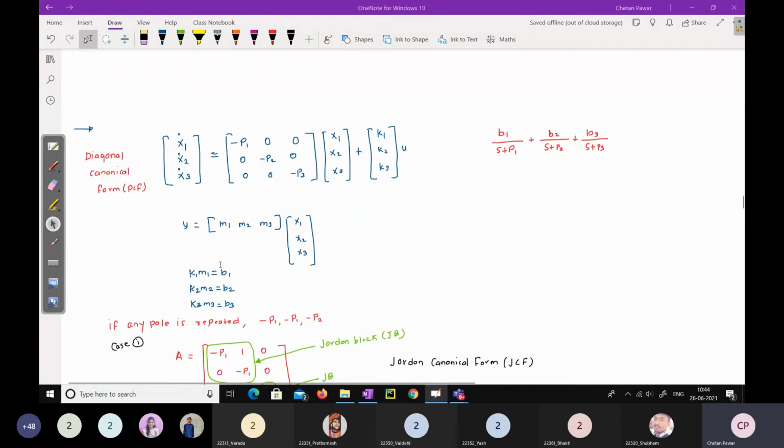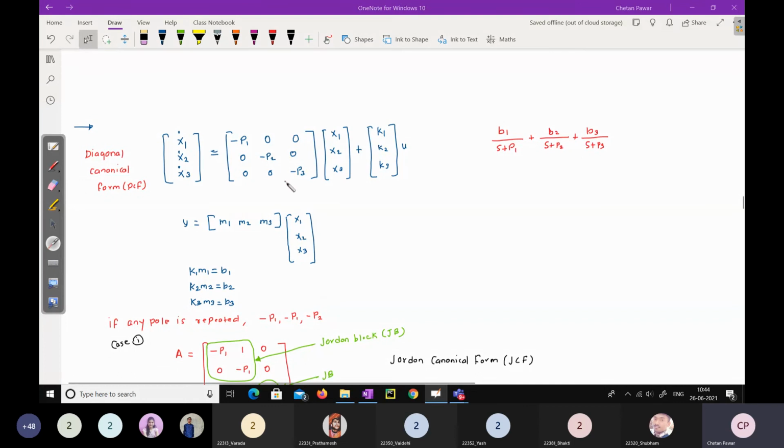So let us see. K1 into M1. K1 into M1 is equal to B1. You know the value of B1. Okay. So K1 into M1 should be B1. You can select any value of K1 and M1, but the product should be B1.